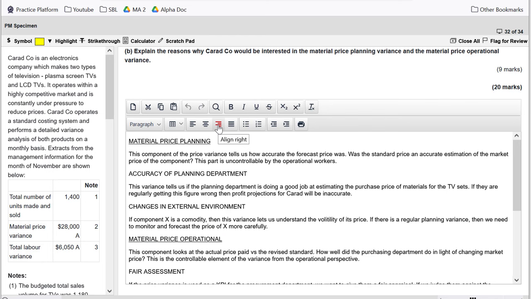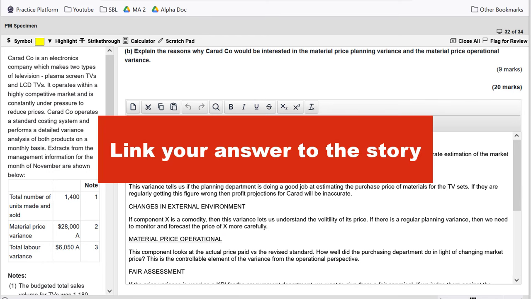When you're doing the writing in Section C, they give you a story, don't they? So really try to link your answer to the story. Reference pieces of the scenario, the industry, the products, their situation.